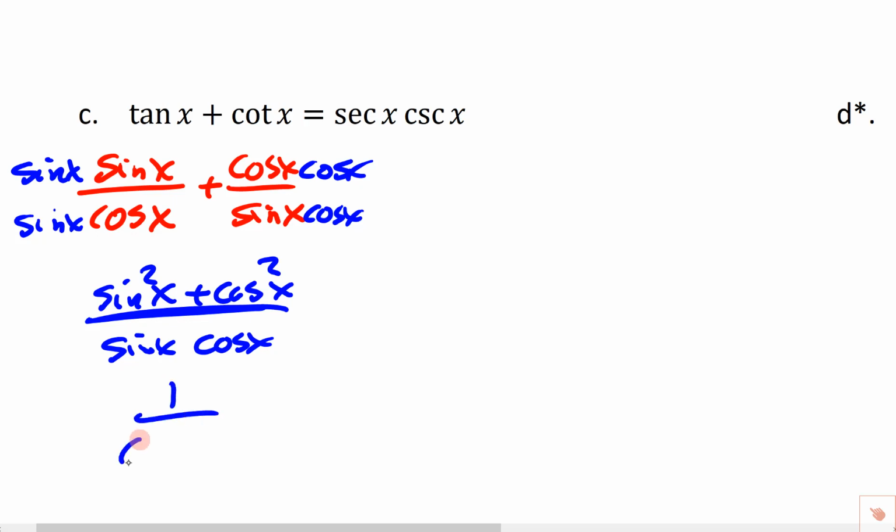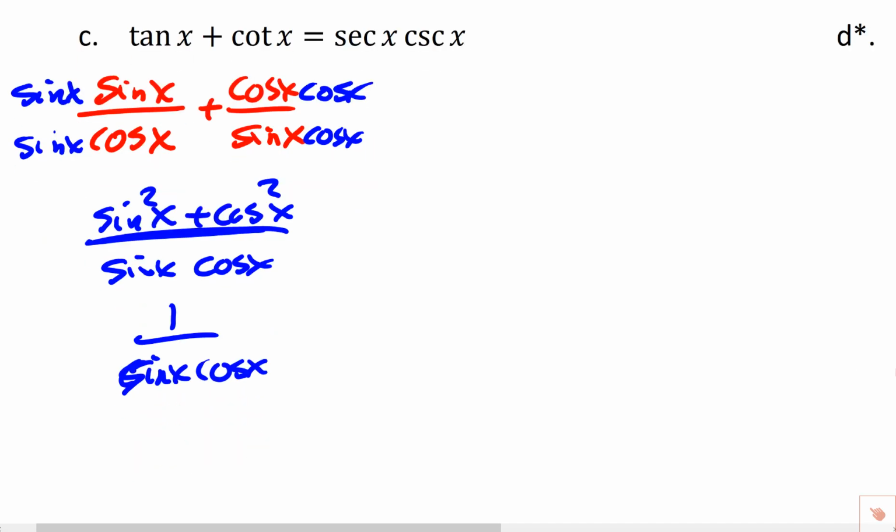So I have a 1 on the top, and I have a sine of x and a cosine of x here. Now, remember, we got to use all of our algebra skills here, so take a look at this. Can I take this and say that's the same as 1 over the sine of x and 1 over the cosine of x just multiplied together? Is it okay to take a fraction and break it apart like that? Absolutely.